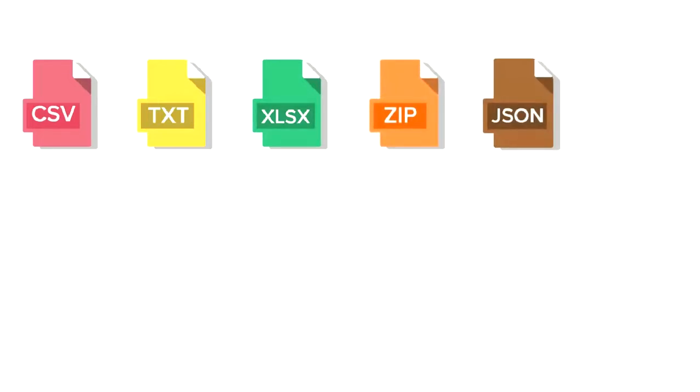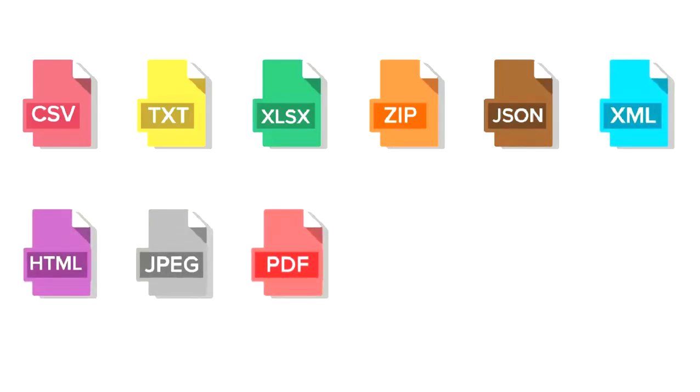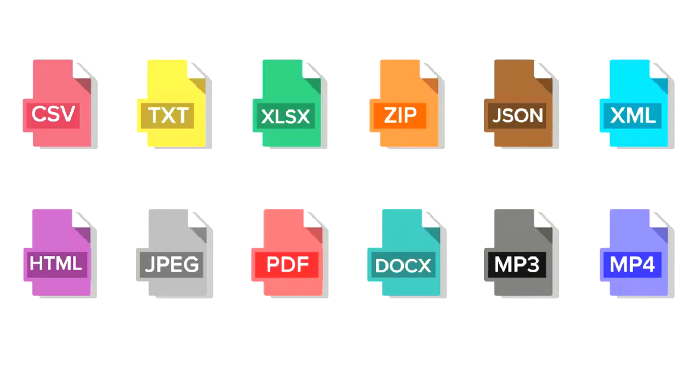known as CSV files. Some of the types of files Python is compatible with are comma-separated values or CSV files, plain text files, XLSX files or MS Excel files, zip files, JSON files, XML files, HTML files, images, PDF files or Adobe files, docx files or Microsoft Word documents, MP3 and MP4 files, or we can say audio and video files.